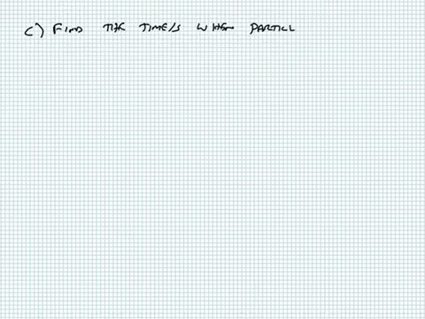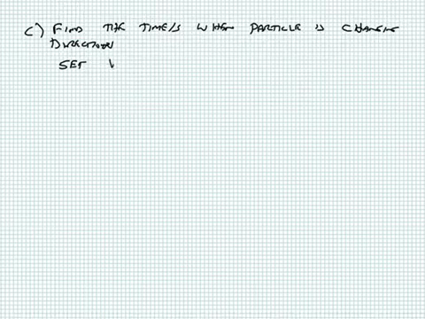Okay, so for part C, what I want to do is find the time or the times when the particle is changing direction. Okay, and if you recall, the particle will change direction when the velocity is 0 and the velocity changes sign across that 0.